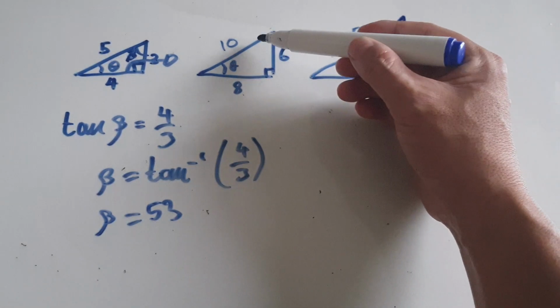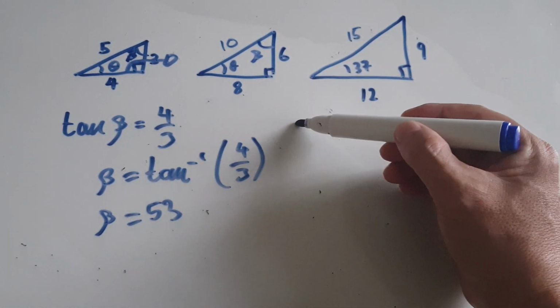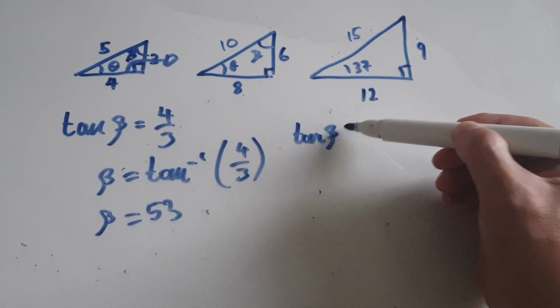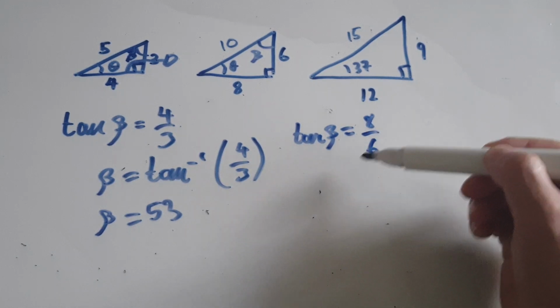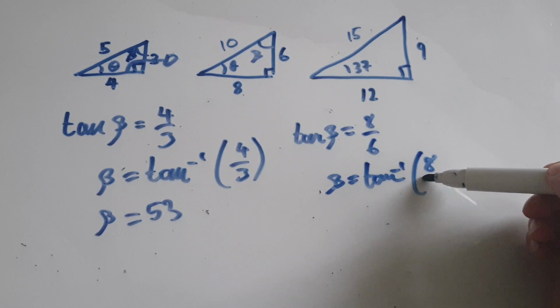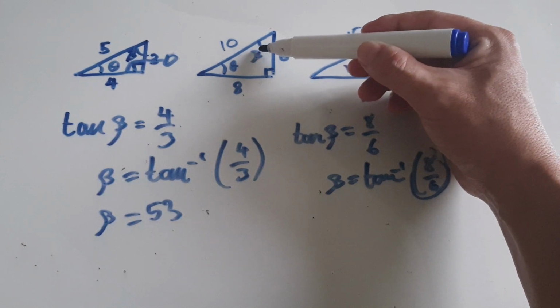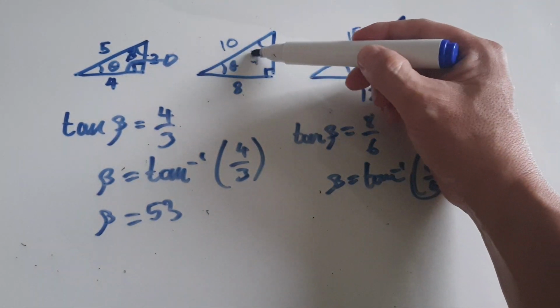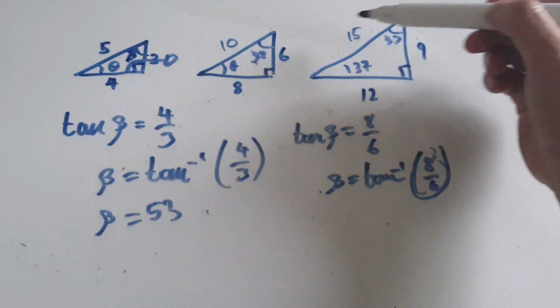Now use the same argument on this. Let's call this beta. So tan beta equals 8 over 6. So beta equals inverse tan 8 over 6. By the way, this 8 over 6, you can simplify it to this. The point is that this angle would be 53 as well. This will also be 53. All the angles would be the same.